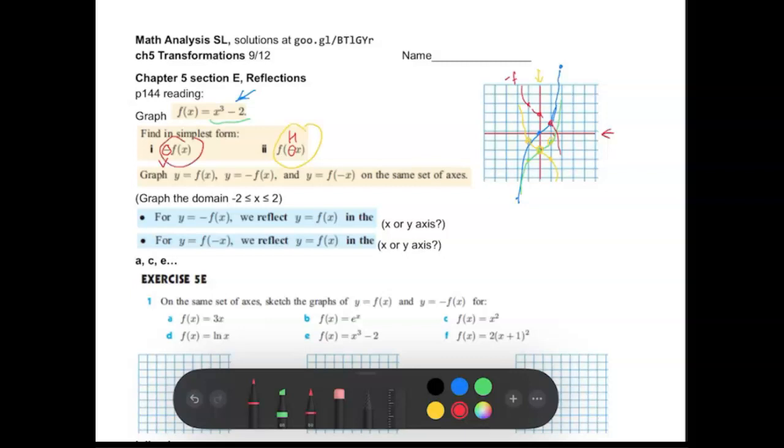Basically, just need to look at the negative sign. Where is the negative sign? Is it outside or inside? If it's outside, I flip it vertically over the x-axis. If it's on the inside, I flip it horizontally over the y-axis, okay?